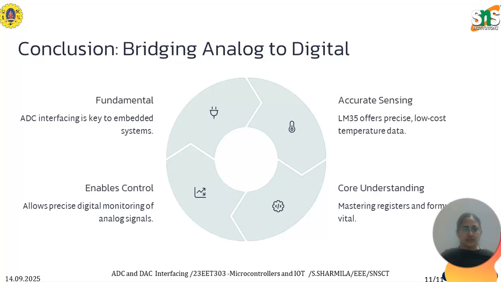The conclusion: bridging analog to digital. Accurate sensing: the LM35 offers precise, low-cost temperature data. Core understanding: mastering registers and formulas is vital. Enables control: it allows precise digital monitoring of analog signals. The fundamental point is that ADC interfacing is key to embedded systems. Thank you.